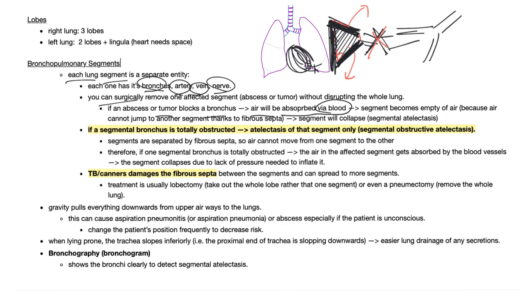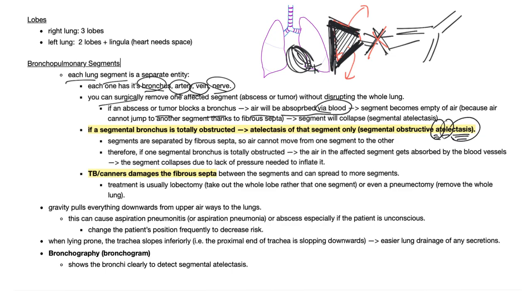It's like your kidney nephrons. Do you think the urine in one nephron will jump and go to the other nephron? It's not going to happen. Every nephron is a separate entity. Then all of this air is going to be absorbed into the blood. The segment is going to be empty of air and it's going to collapse, called segmental atelectasis or obstructive atelectasis. Atelectasis means collapse, all right. A means no. Ectasia means widening or dilatation. Tele means distant. So the distant bronchioles are not dilated.